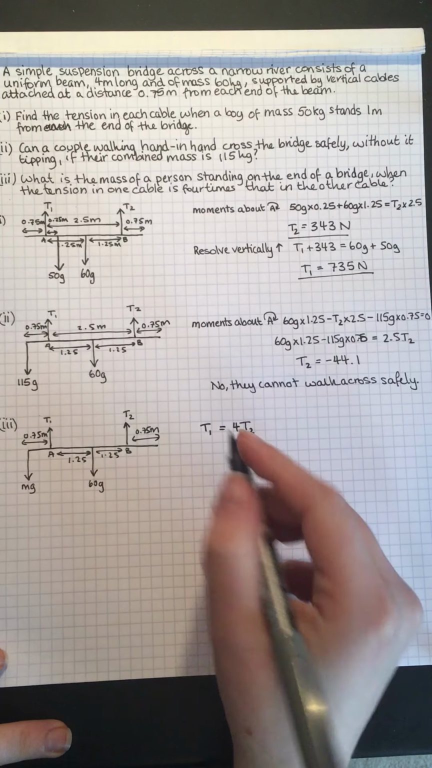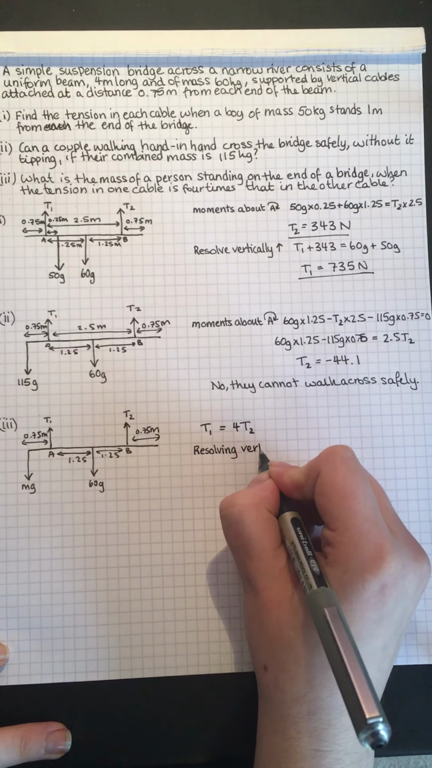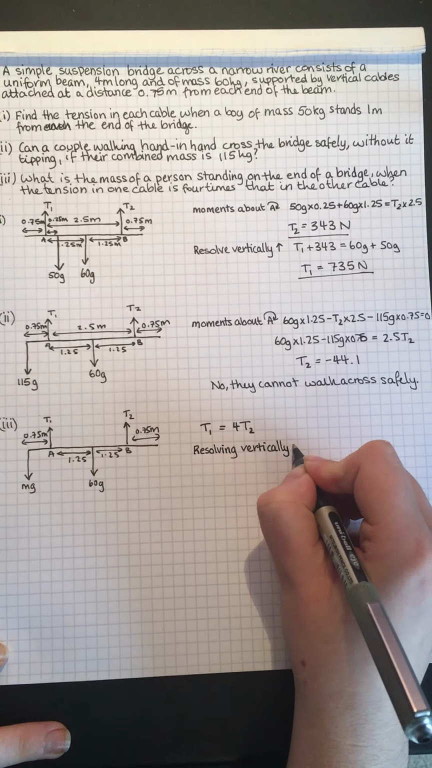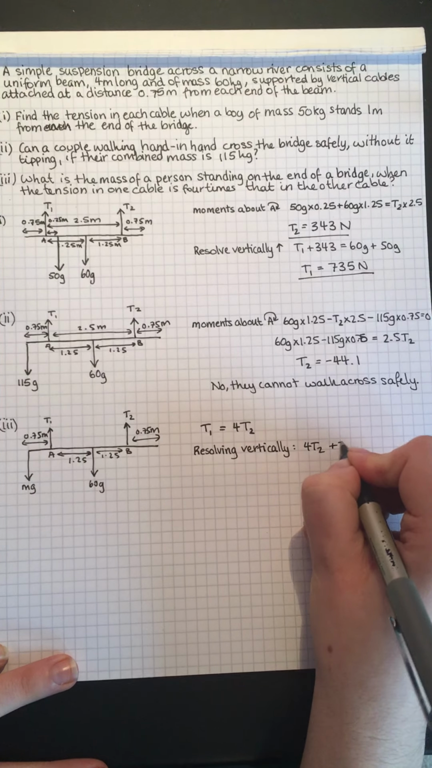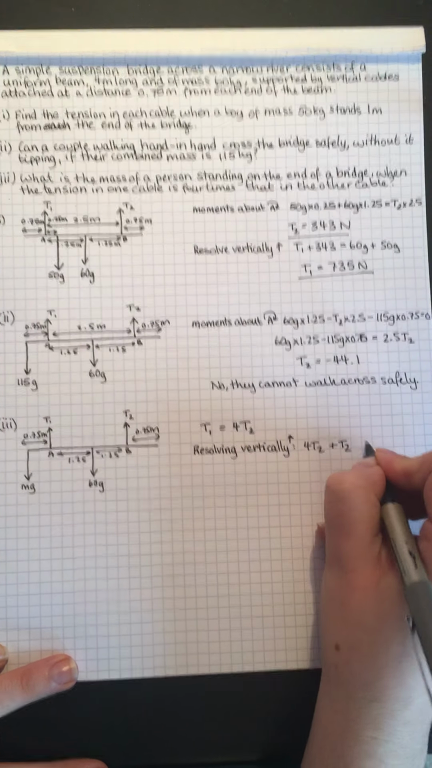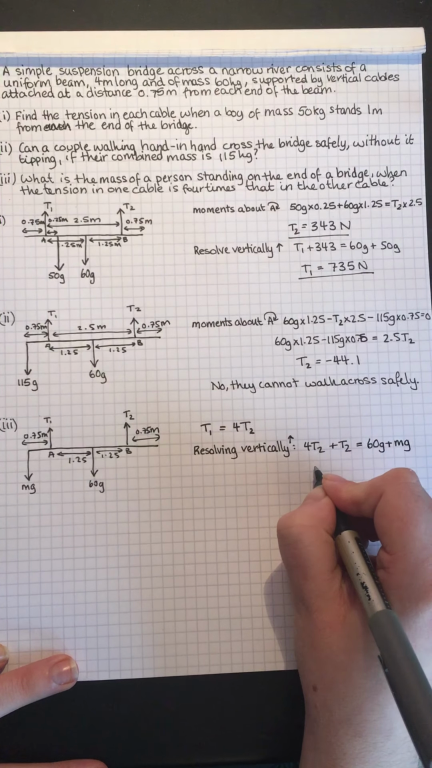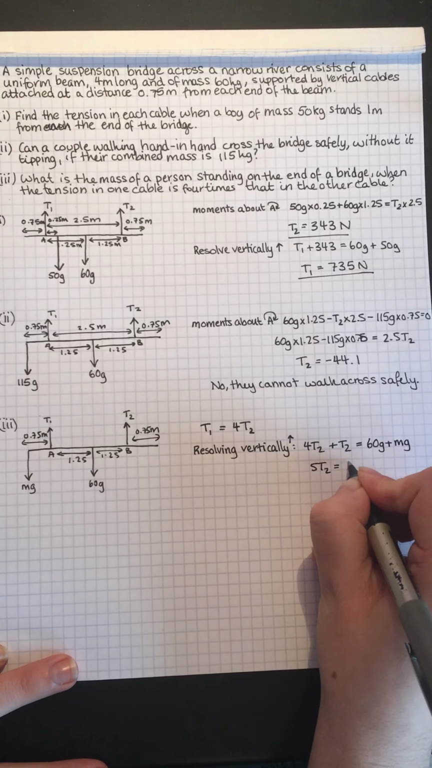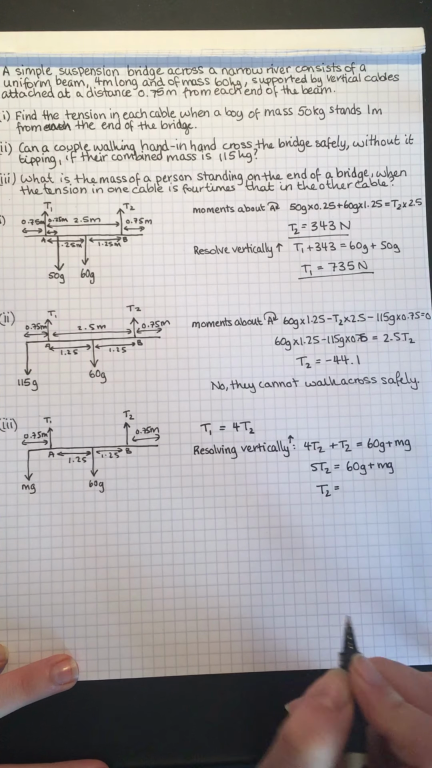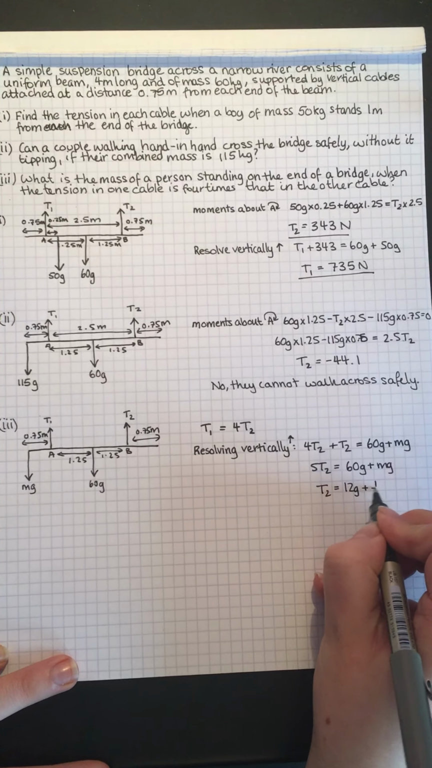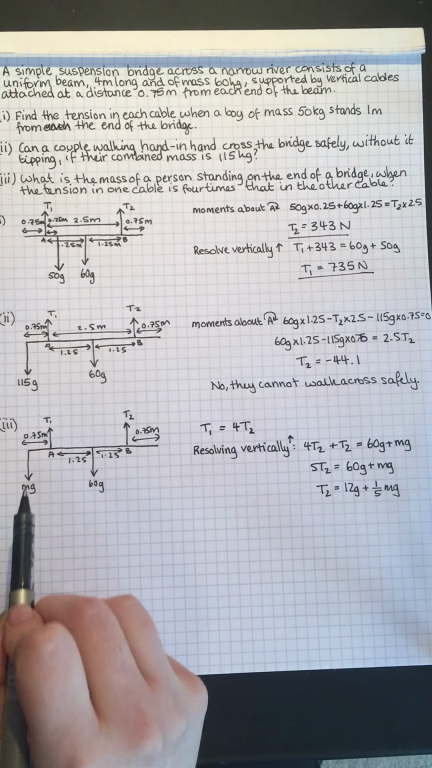Which means resolving vertically, that 4T2, because that's T1, plus T2 equals 60g plus mg. So 5T2 equals 60g plus mg, which means T2 equals 12g plus 1/5 mg. And that's going to be useful later to have our T2 in terms of m.